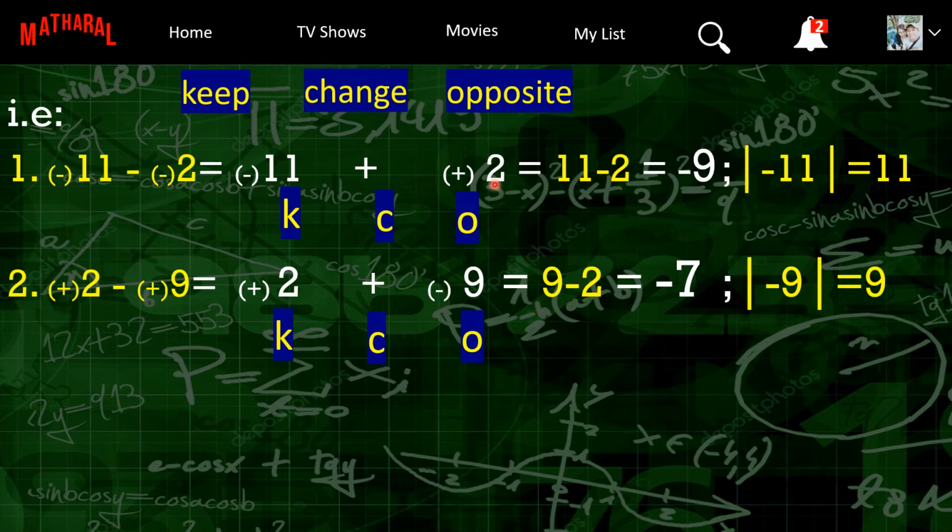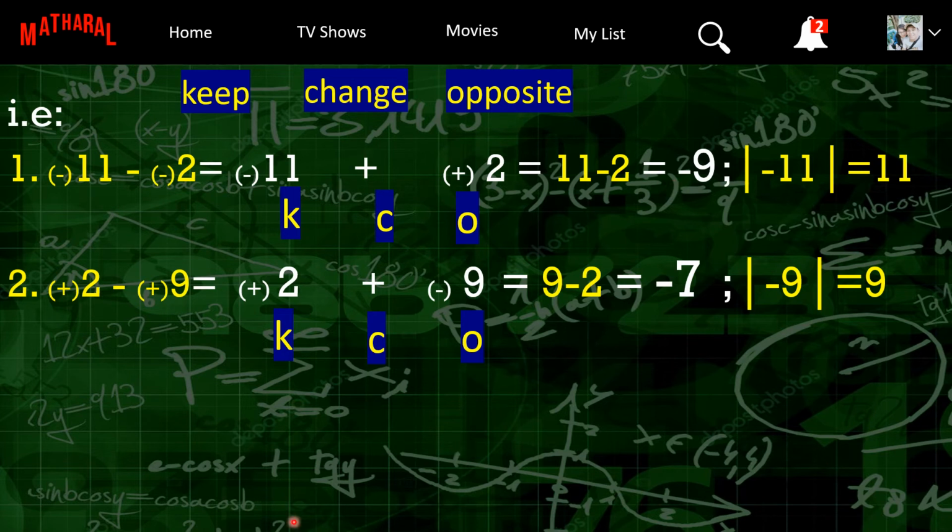Babalik po tayo sa rule 1 and 2. Since tayo po ay nasa addition na, eto na po tayo. These two integers are unlike sign. One is negative and the second one is positive. So instead of mag-add, we're going to subtract. 11 minus 2 is 9. But the question is, what must be the sign of 9?